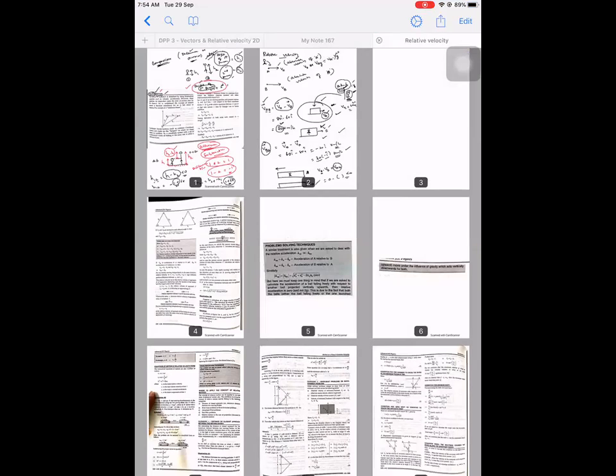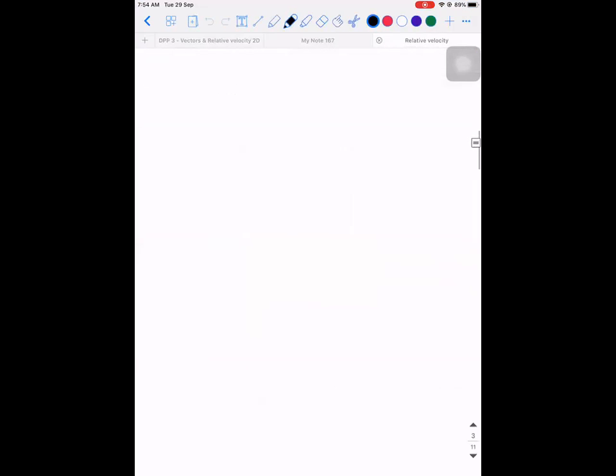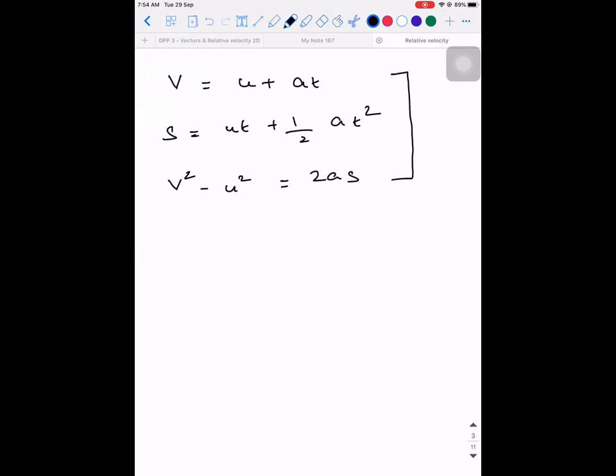In most cases, you can solve certain problems using the equations of motion itself, but also with the concept of relative velocity. We know there are three equations of motion. V square minus u square is equal to 2as. Let's start with the basic: V is equal to u plus at. These are the basic equations that we have in our hand, and you can apply them under the concept of constant acceleration.